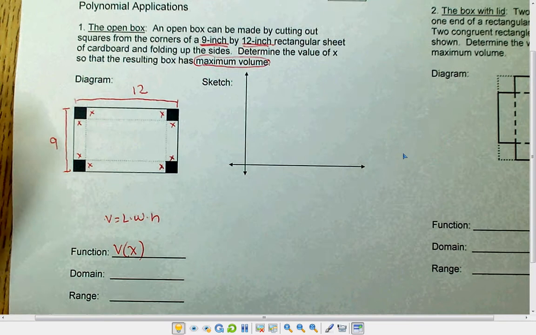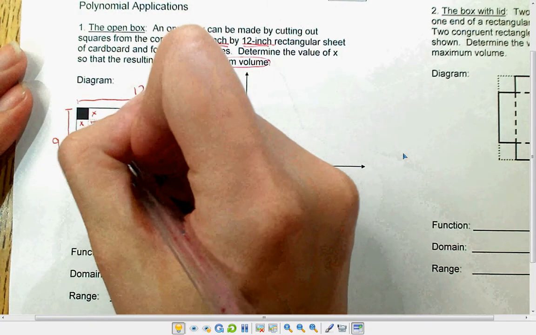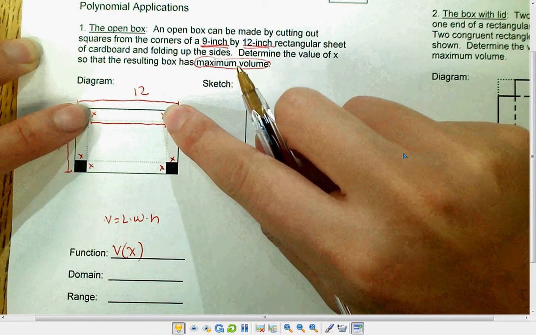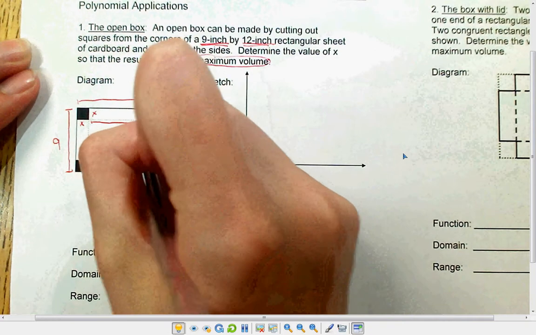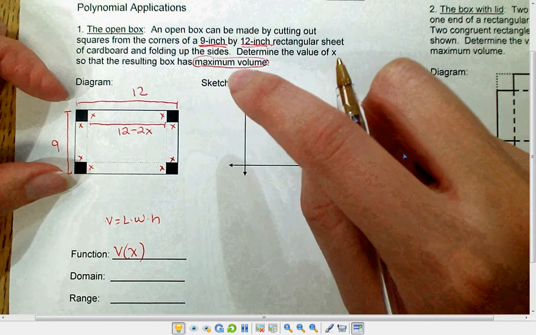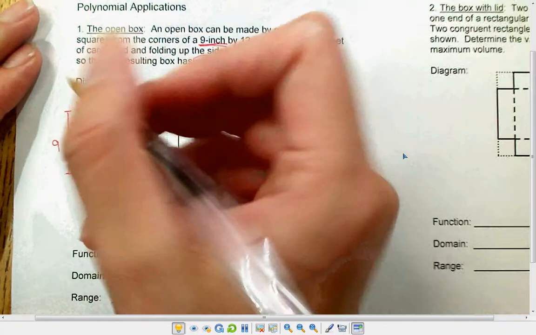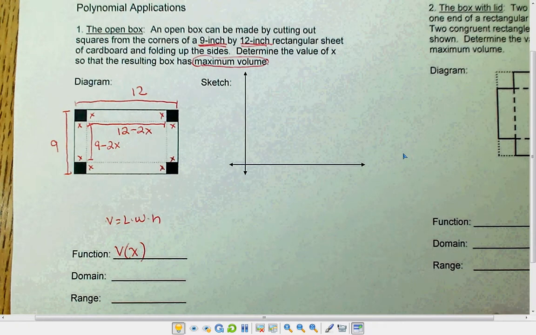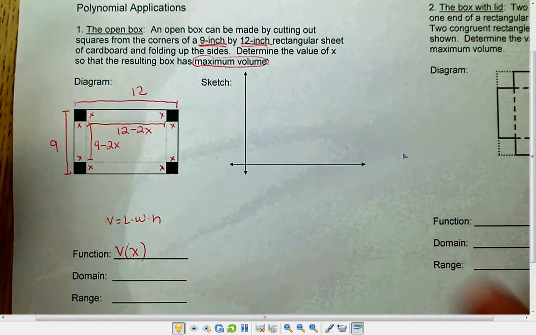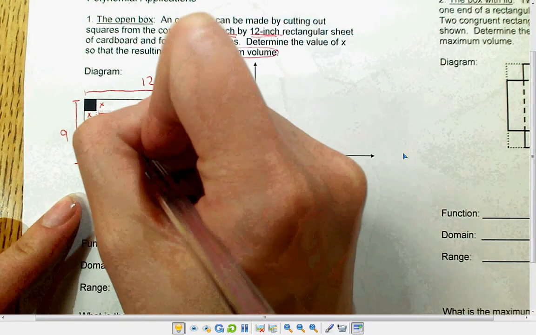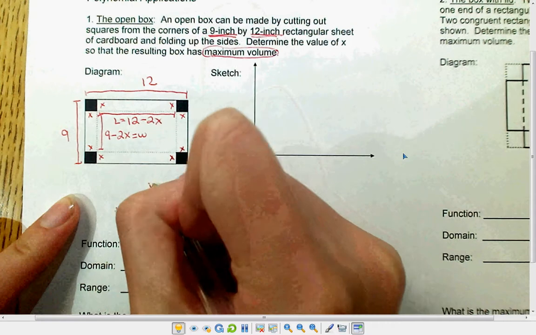So let's start off with our length. Length is the distance from here to here. So this whole thing is 12, and we're taking away two squares that are both a length of x. So this length is just 12 minus 2x. I'm taking away those two boxes. In the same way, my width, if this is 9 and I'm taking away two boxes, again from here to here is now going to be 9 minus 2x. So there's my length, there's my width. For my height, if I'm folding each of these up after I cut it, my height is just going to be x. This is my length, this is my width, and I know that my height is x.